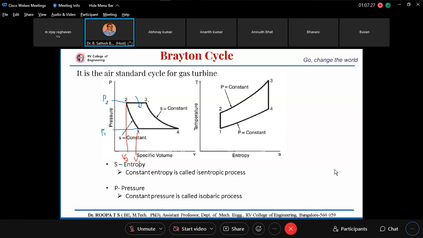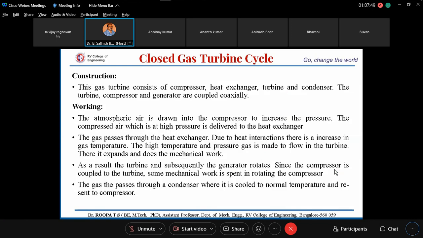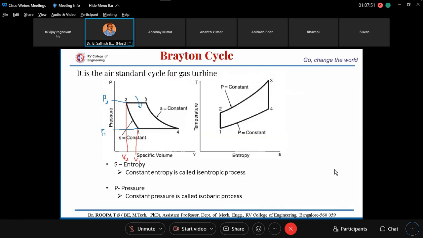Then what is happening from 3 to 4? Expansion is taking place. Okay, it is in the turbine region. So 3 to 4 is the turbine region, and the expansion of the working fluid is taking place. So there is a decrease in pressure with increase in volume. That is indicated from 3 to 4. So here it will be the volume at 4.